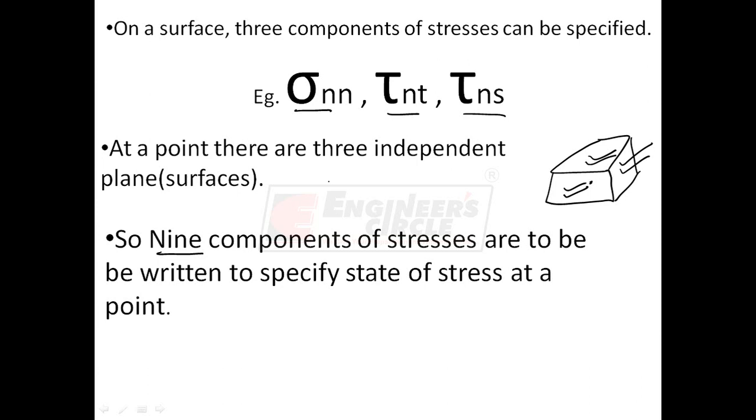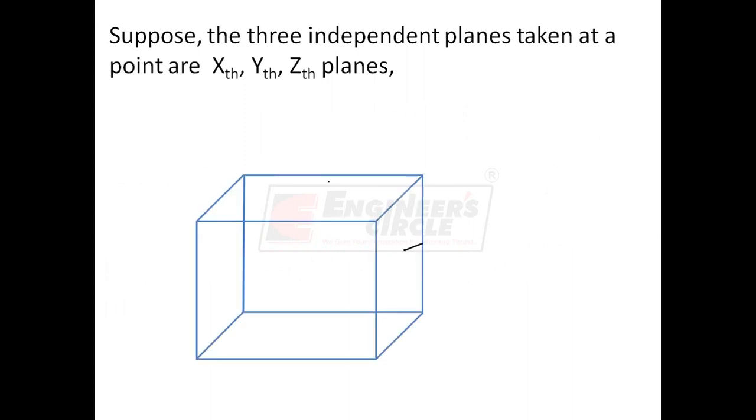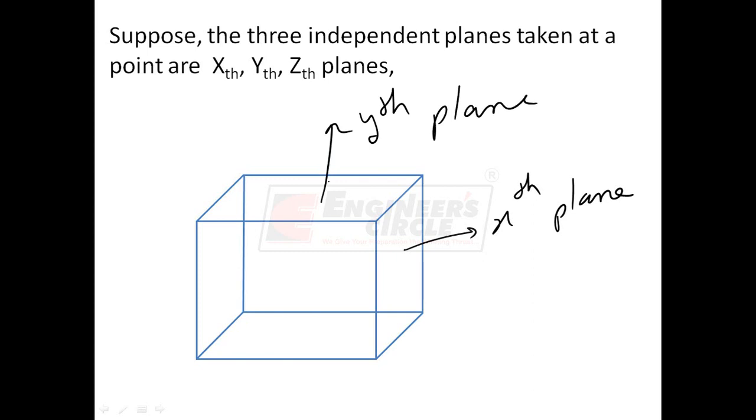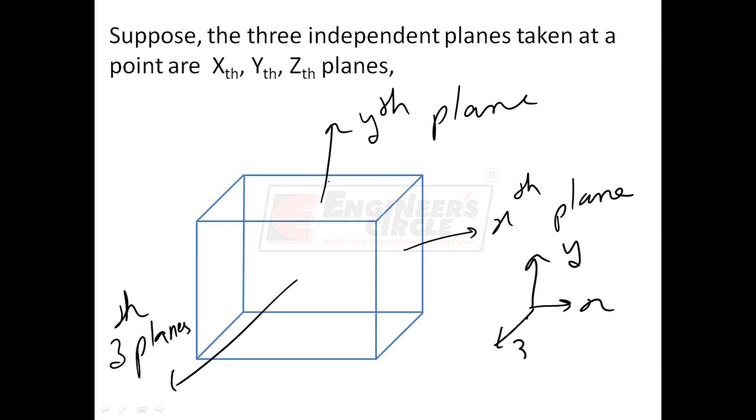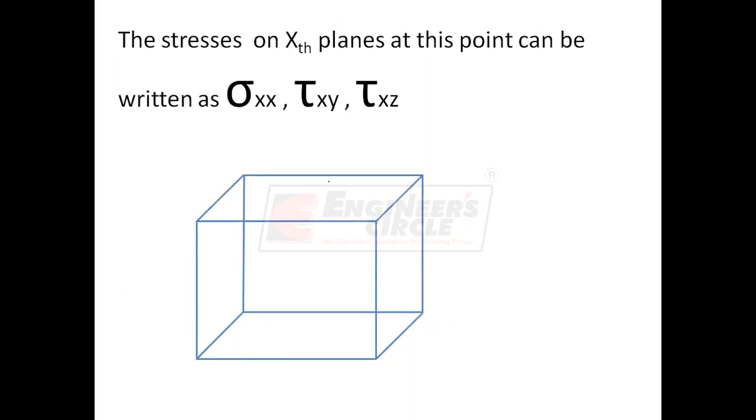Let's take an example. Suppose the three independent planes taken at a point are the xth plane, yth plane and zth plane. This is the xth plane. This is the yth plane. And this is the zth plane. Because their outward normals are in the xth direction, yth direction and zth direction respectively. Assuming that the coordinate system here is like this. The stresses on the xth plane can be written as sigma xx, tau xy, tau xz, one normal and two shear. So this is the xth surface.